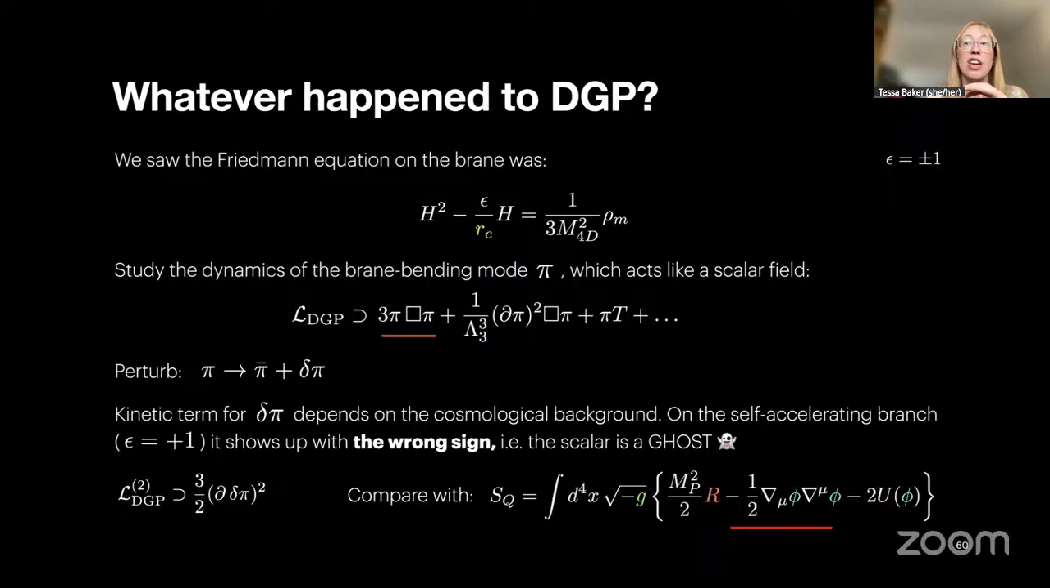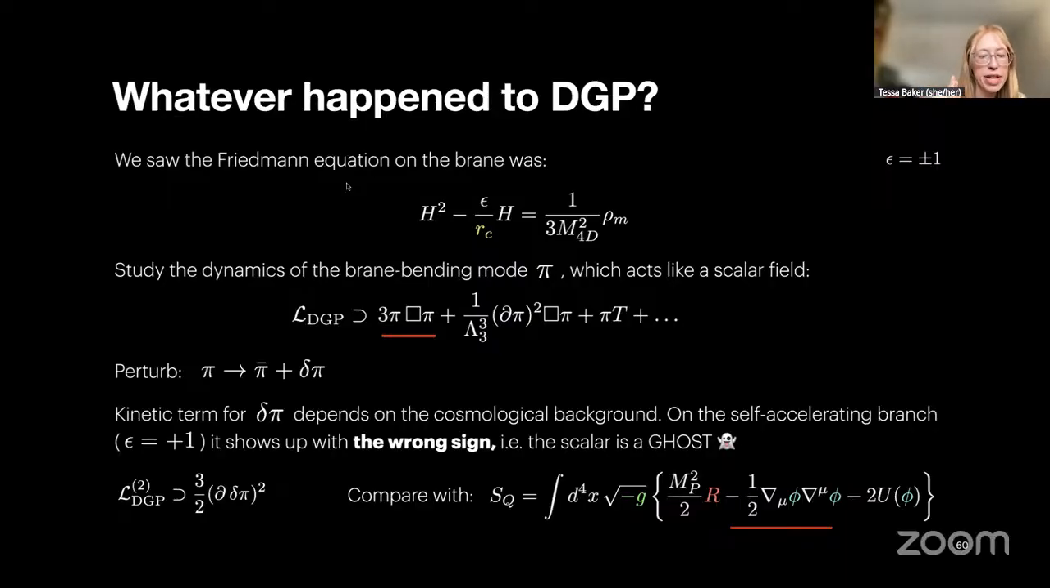and is not allowed. You can still study the other branch of the theory where epsilon is -1. That's okay. That branch is stable and healthy, but that branch doesn't self-accelerate. So then you have to put in a cosmological constant by hand. And so it's just like a less exciting, less attractive theory.